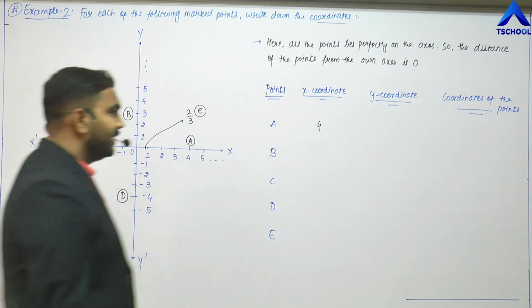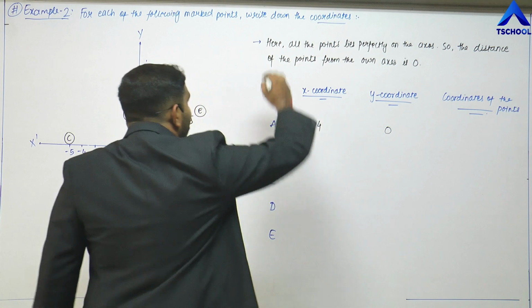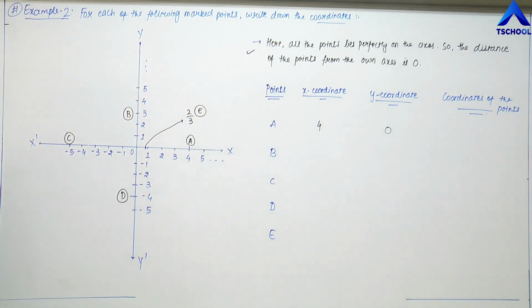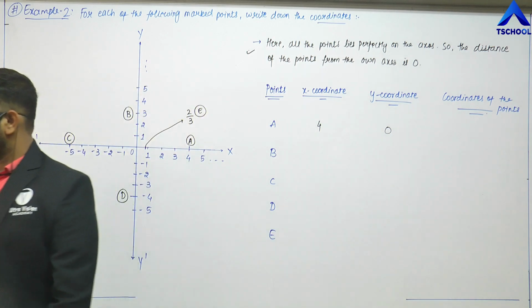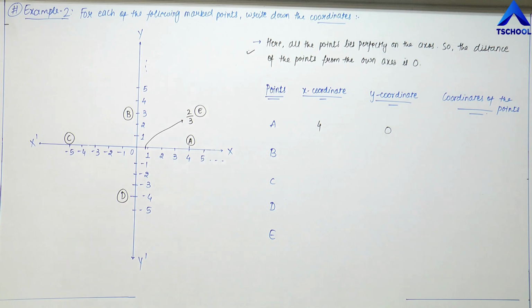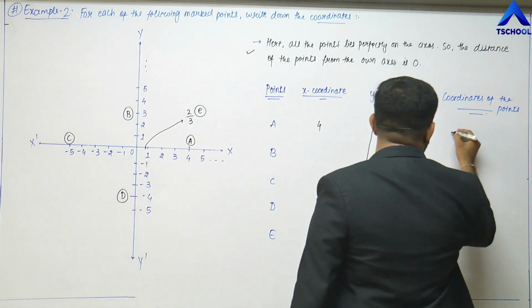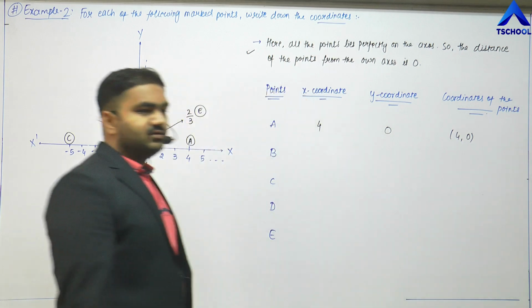It is 0. Why? Because it is lying on the x-axis, and as I have written over here, the distance of the point from its own axis is 0. So the distance of the point A lying on the x-axis is 0 from its own axis, so that is 4 and 0. Hence the coordinates of point A are 4, 0.